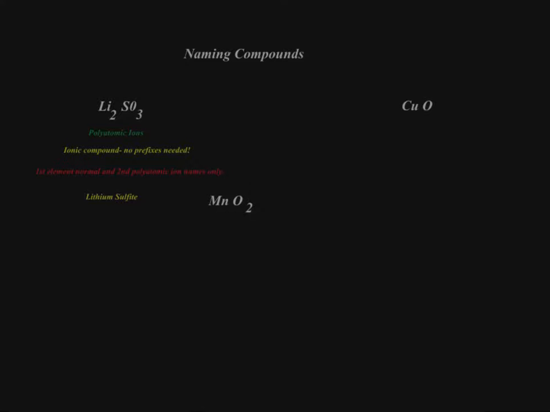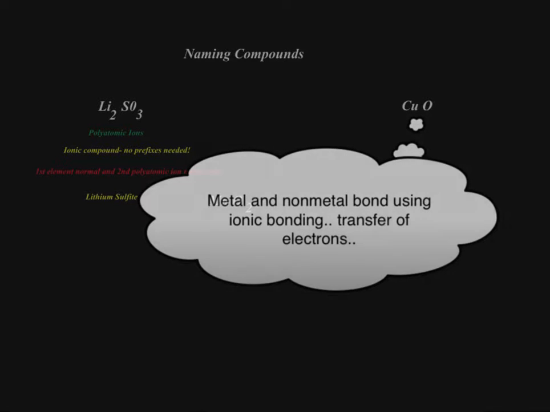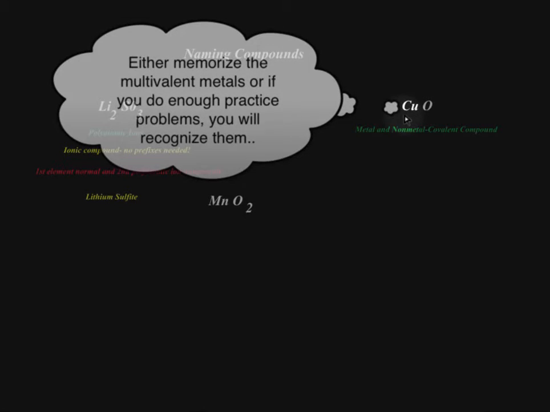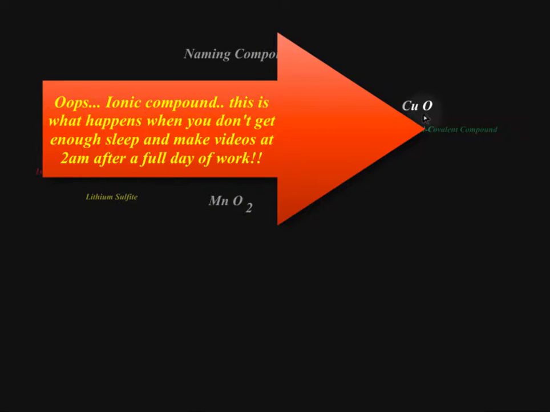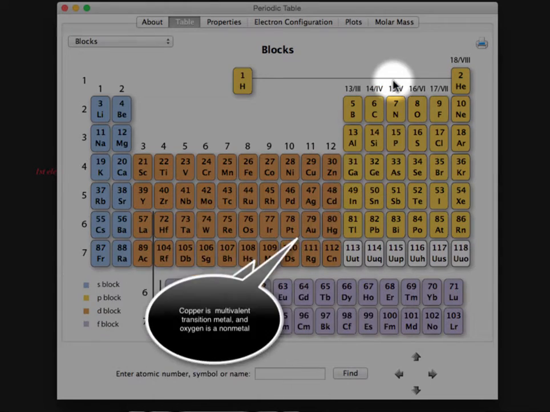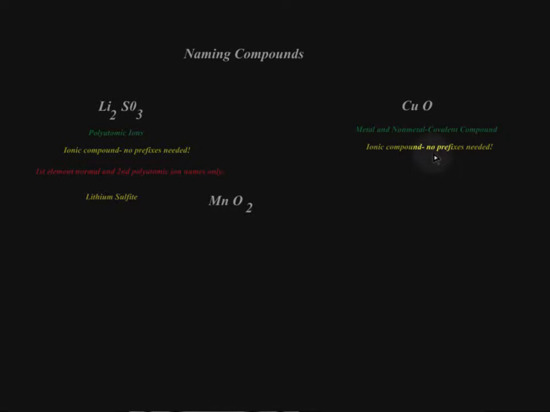Now let's look at this next one here. This one's a little bit more complicated, reason being that we have a transition metal that's multivalent. All right, so what we need to do is first determine we've got the metal and the non-metal. Copper is a transition metal. Oxygen's a non-metal. Metal, non-metal is an ionic compound again. We don't need any prefixes.